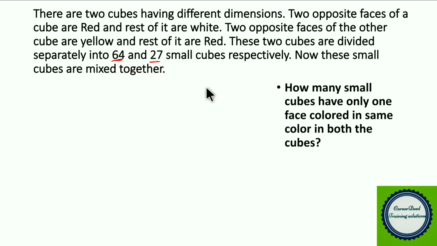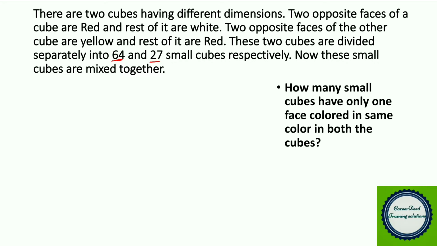Now based on this, our first question is how many small cubes have only one face colored in the same color in both the cubes? Let me repeat the question one more time. How many small cubes have only one face colored in the same color in both the cubes?